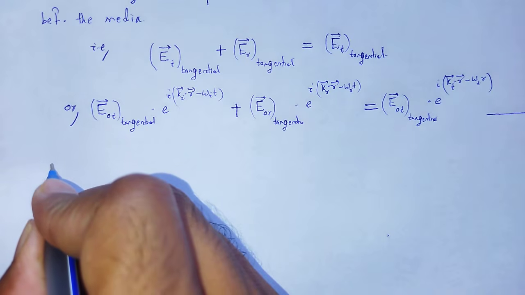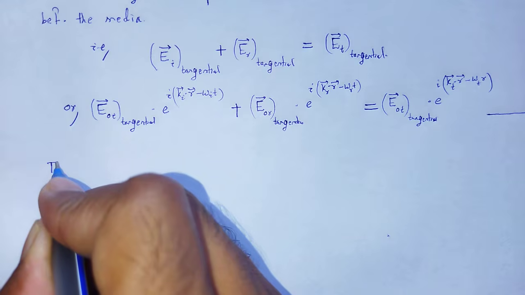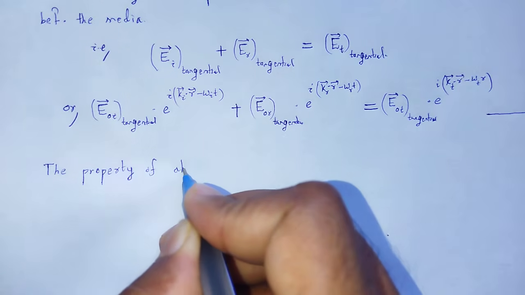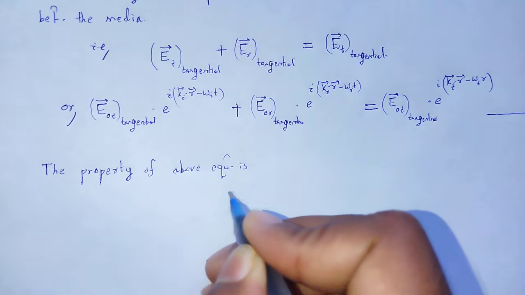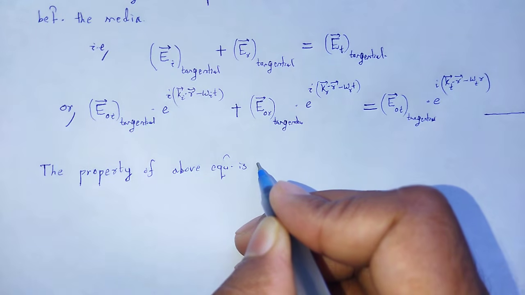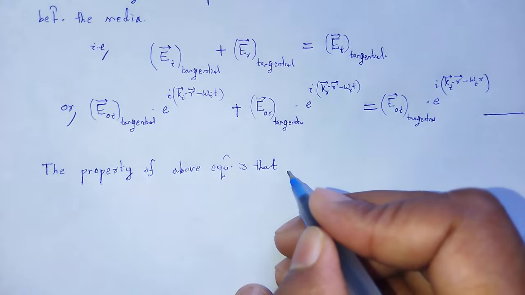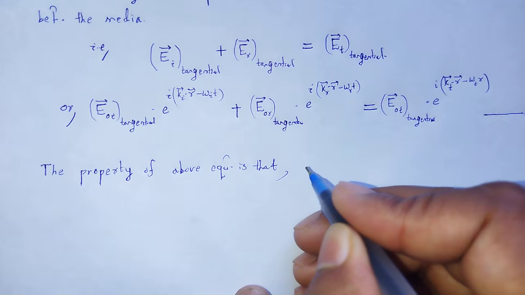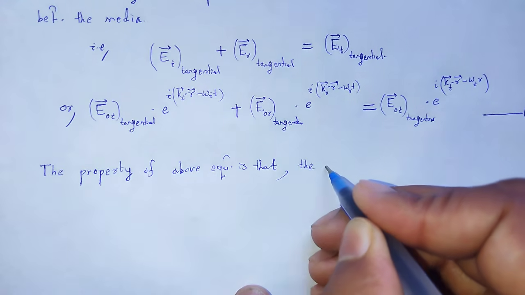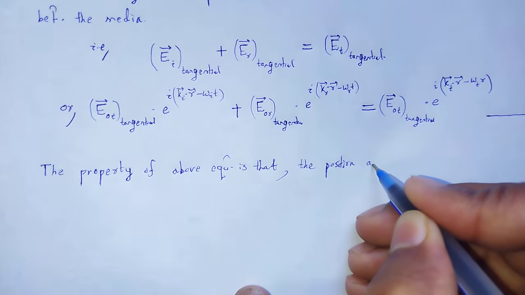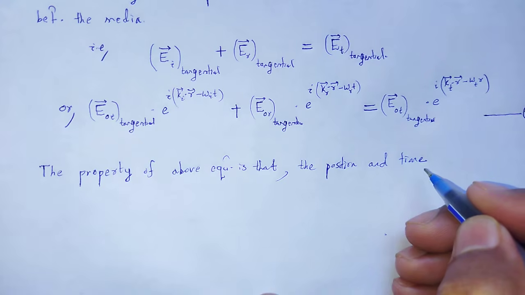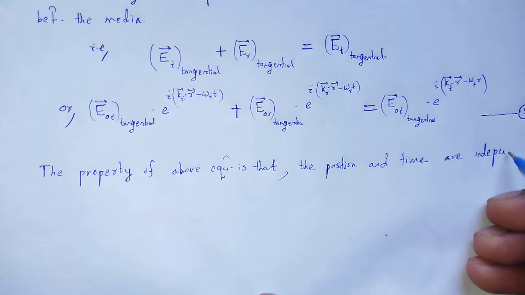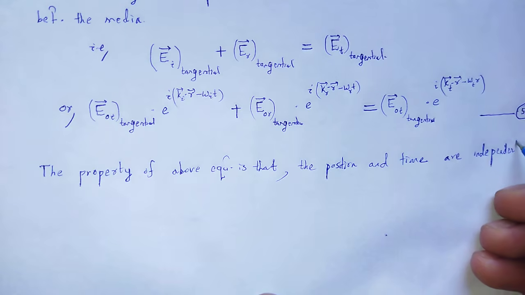The property of the above equation is that the position and time are independent to that equation.